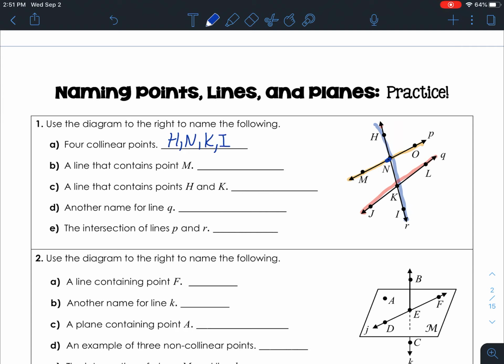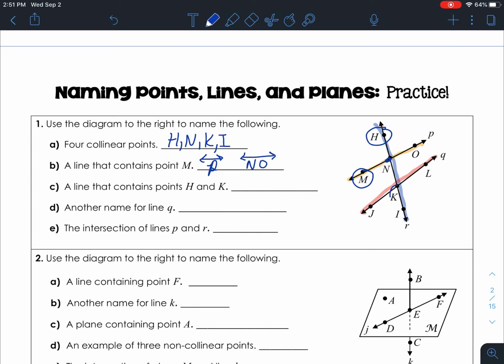A line that contains point M. Here's point M. Again, I've got 2 ways that I can name this. I can either name this as line and use my cute little cursive P, or I can name it again line and pick any 2 letters on there. So I'm going to use N-O, my favorite word.